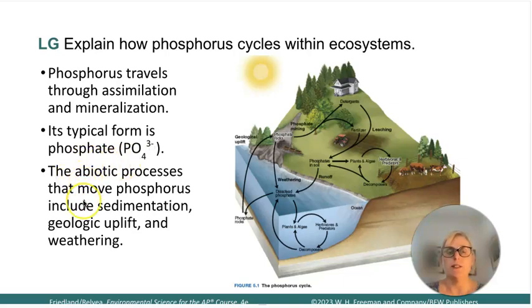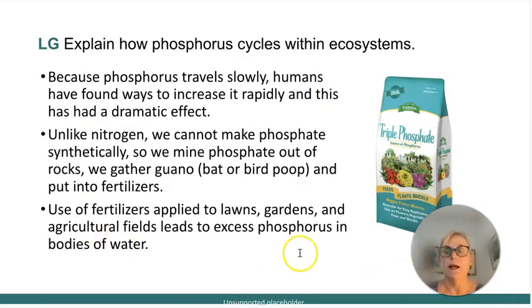Abiotic non-living processes that move phosphorus include sedimentation. So you have erosion and then it's deposited into sediments. We have that sedimentation. And then plate tectonics will push up that phosphorus with what we call geologic uplift, and then the weathering of rock. Now, it travels slowly, as I talked about.